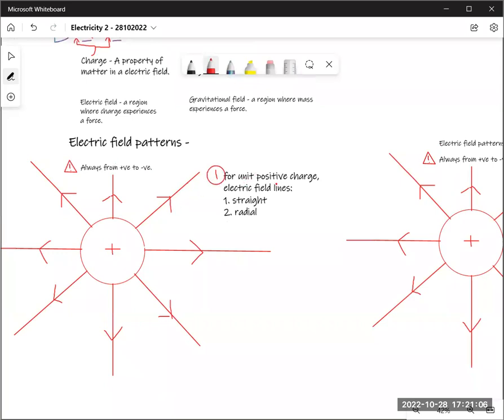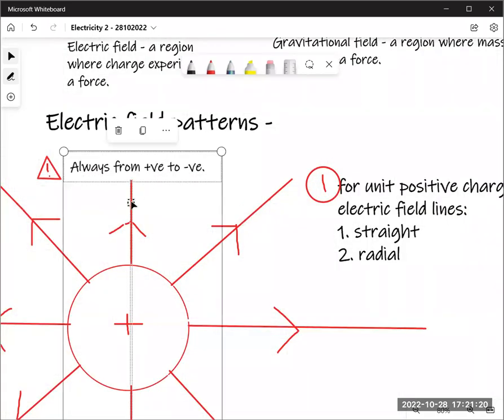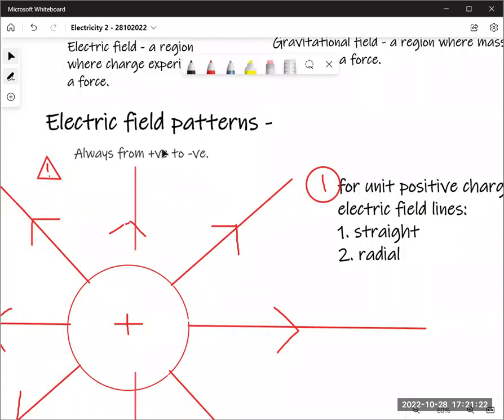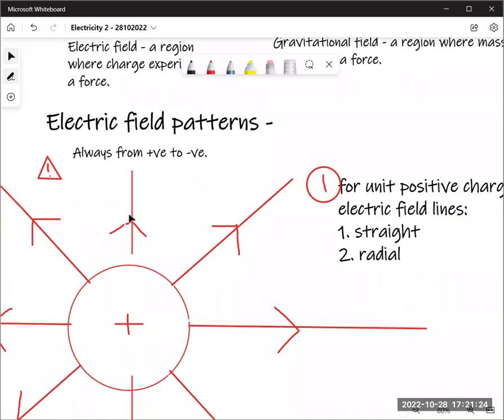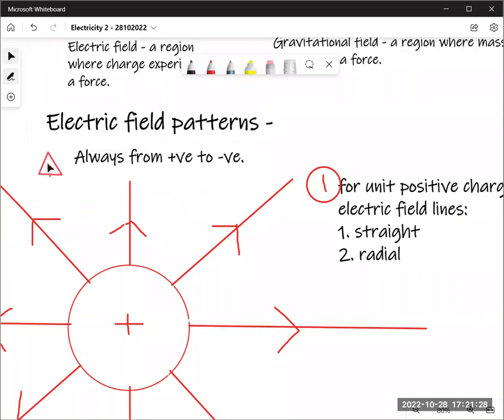The word unit positive is important because it's a unit positive charge, which means it has +1. It's not +2. It's always just 1. And the main thing is that it's always from positive to negative. That is the main thing. That is why I've put this symbol right here, which you should also put in your notebook.